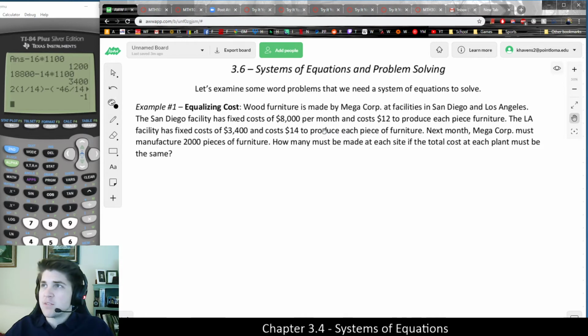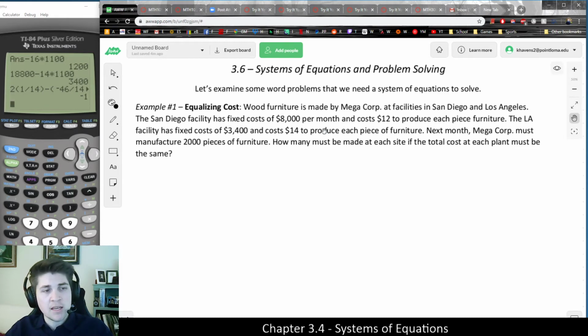But it says wood furniture is made by Megacorp at facilities in San Diego and Los Angeles. The San Diego facility has a fixed cost of $8,000 per month, and it costs them $12 to produce each piece of furniture. Whereas the LA facility has a fixed cost of less, $3,400, but it costs them more, $14 to produce each piece of furniture. It says next month they must produce 2,000 pieces of furniture.